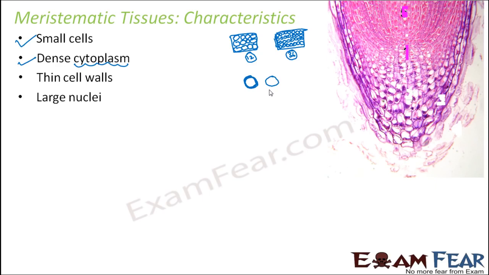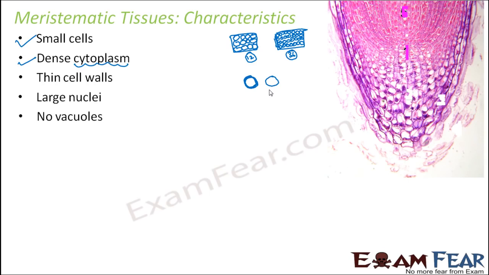Large nuclei. Now, what is the role of the nucleus in a cell? The nucleus plays the most important role in the process of cell division. Correct? Because the nucleus is the one inside which you have all your centromere, chromatids, genes, everything. So the nucleus plays the most important role in cell division. So here cell division is the whole and sole purpose of meristematic tissue. Therefore the nucleus is quite large.